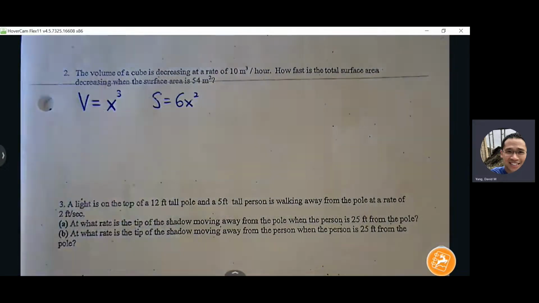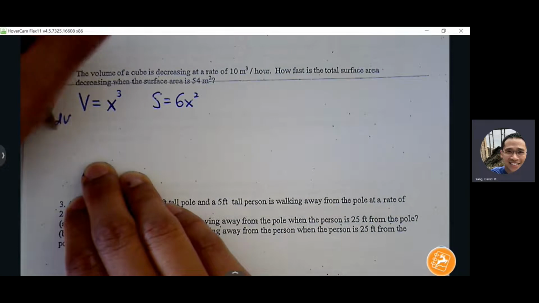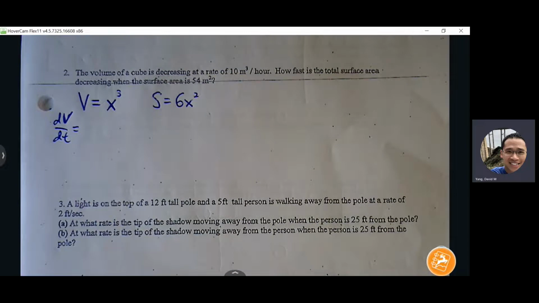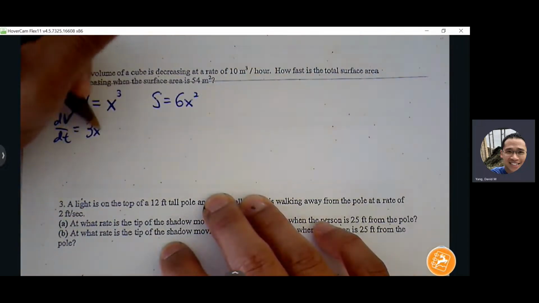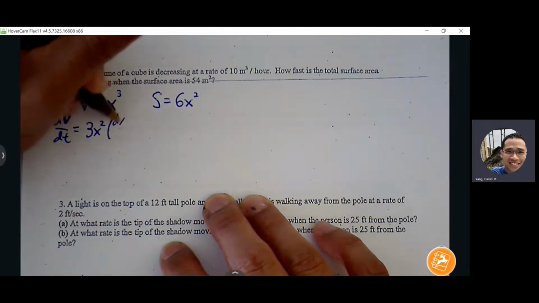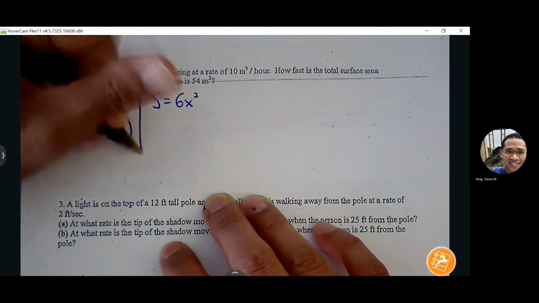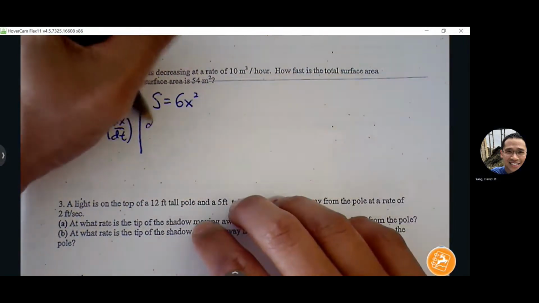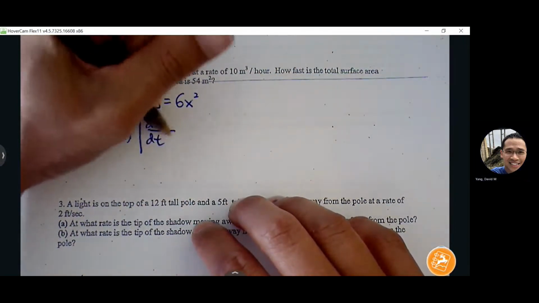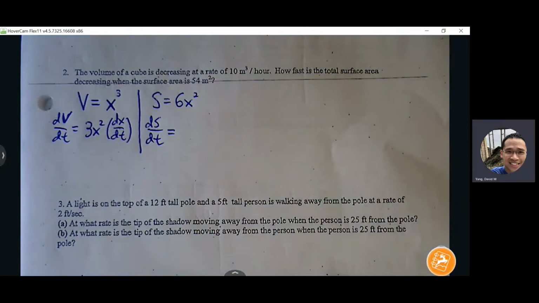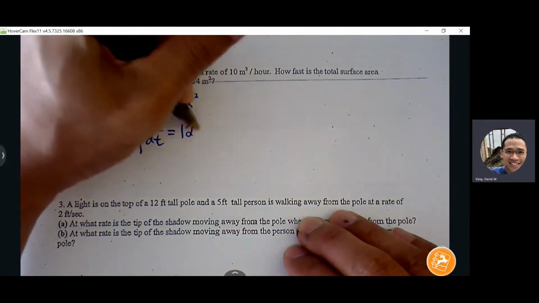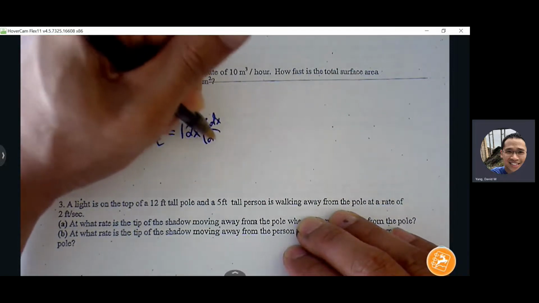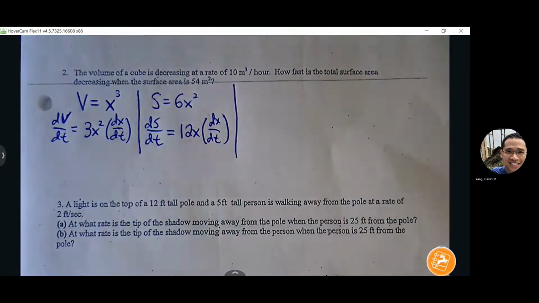So V becomes dV. x cubed becomes 3x squared. Finish off your power rule and then dx/dt, good. S becomes dS over dt. And then 6x squared becomes 12x. We finished doing the power rule for that variable, and then we want to include the dx/dt.